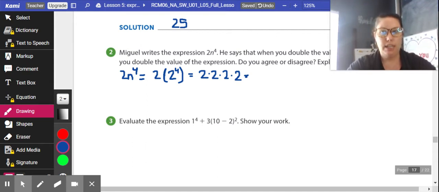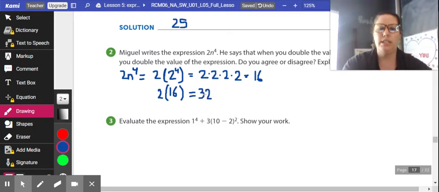You should have gotten 16, right? So 16. And now I'm going to put the 16 in parentheses because that's where we got 2 to the 4th. And then 2 goes on the outside. And now I can go ahead and multiply 2 times 16 because, again, the parentheses mean to multiply in algebra. So what is 2 times 16? 32. Okay, so this is the value when it is doubled.